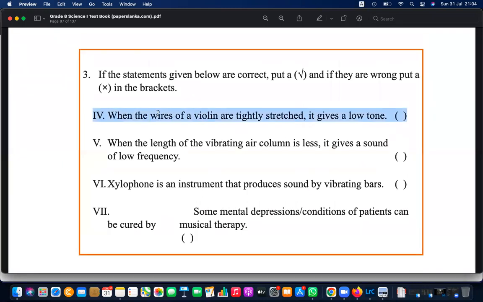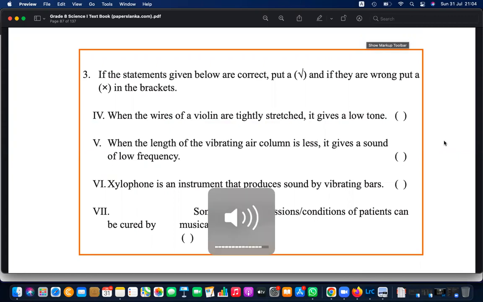When wires of a violin are tightly stretched, it gives low tone. So what do you think? Will it give a low tone or high tone? Tightly stretched, it gives high tone, right? When the length of the vibrating air column is less, it gives sound of low frequency. When the air column is shorter, it gives high frequency, right?